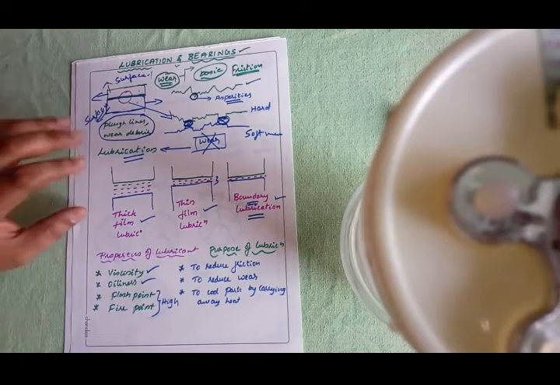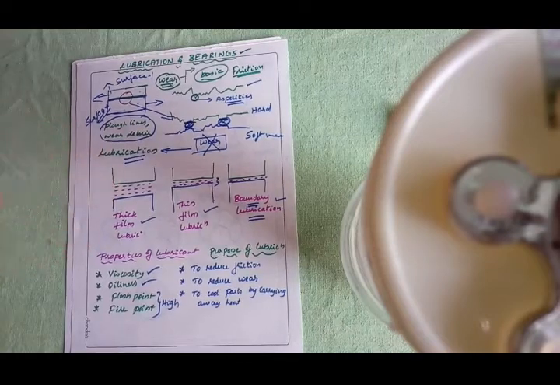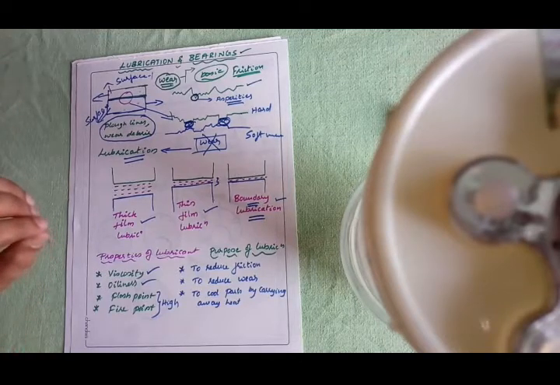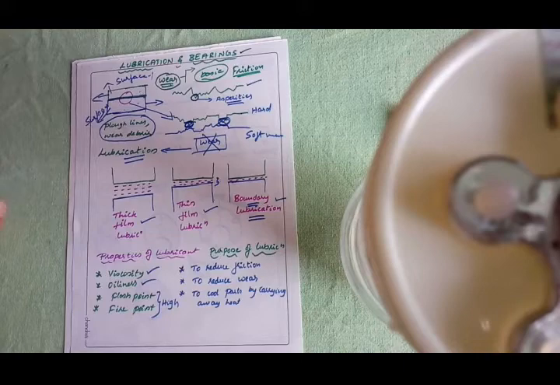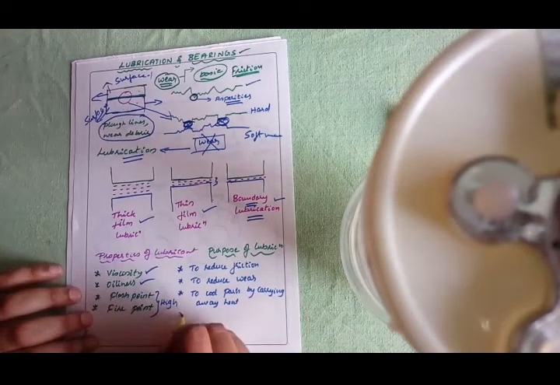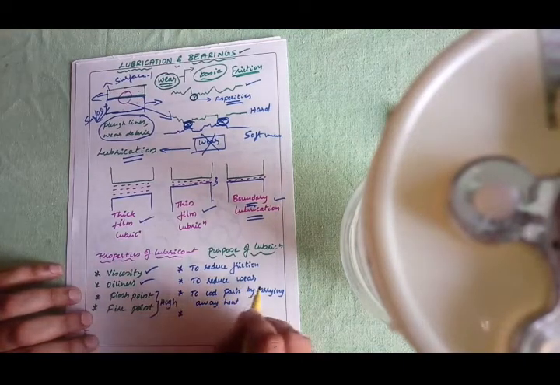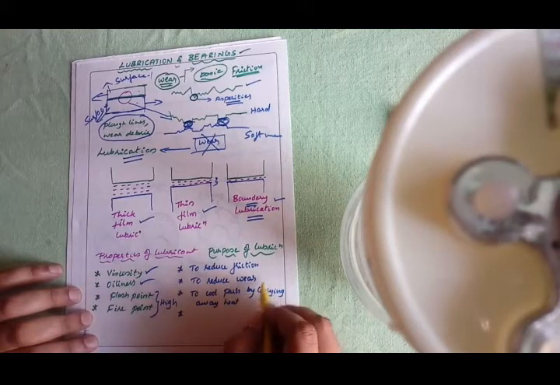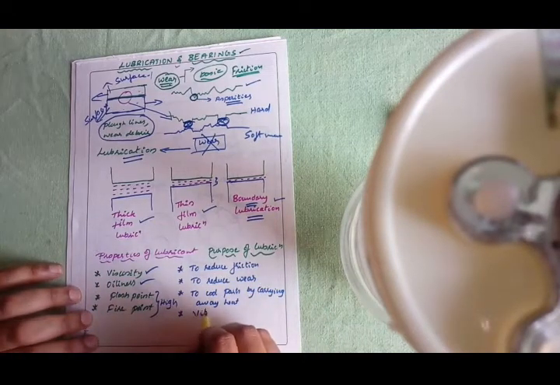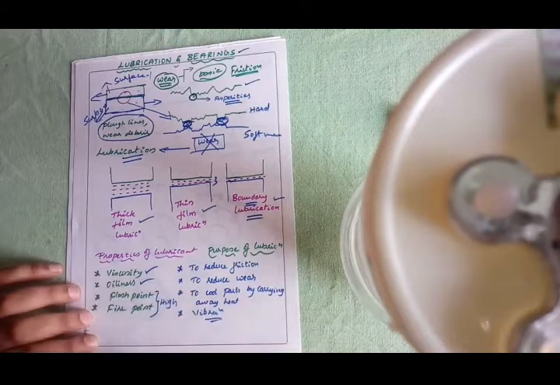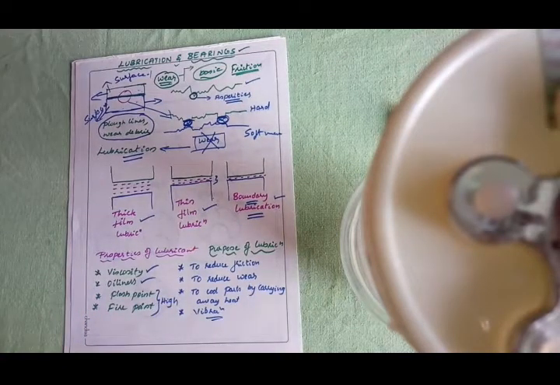The main purpose of lubrication is to reduce the friction. When you are reducing the friction, obviously you are reducing the wear. Not only reducing the friction and the wear, sometimes the lubricant should also carry away the heat which is being generated within the component. And whenever there is a reduction in wear, the vibration and other things will automatically be reduced. So these are the major purposes of lubrication.